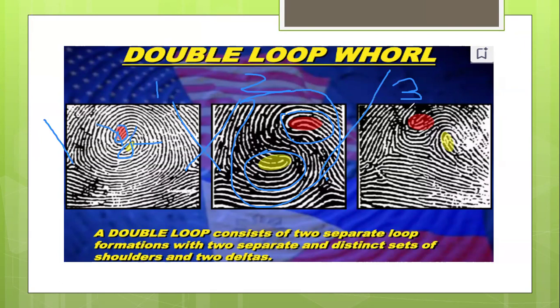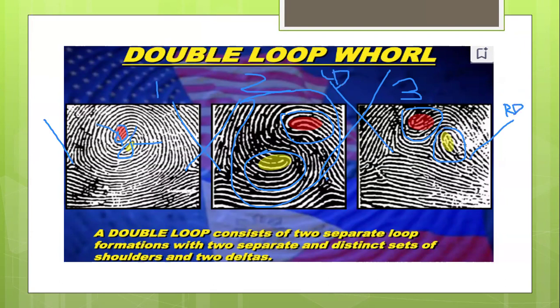On example number 3, the same. Kung titingnan natin, separate loop ito at saka ito, separate loop pattern. Two distinct loops. Mayroon silang kanya-kanyang shoulder. And this is the delta. And another delta. We have this LD and RD. Okay.